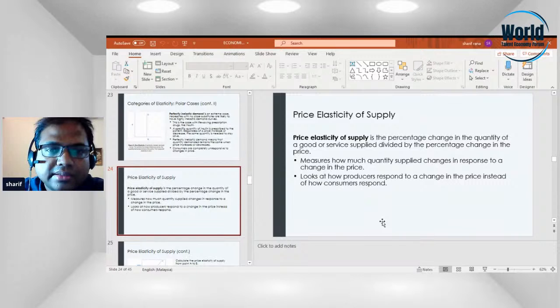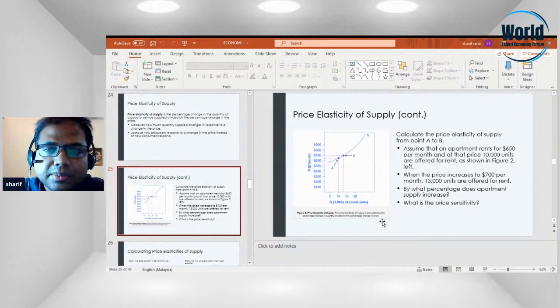Price elasticity of supply. Price elasticity of supply is the percentage change in the quantity of a good or service supplied divided by the percentage change in the price. It measures how much quantity supplied changes in response to a change in the price. We look at how producers respond to a change in the price instead of how consumers respond. Calculate the price elasticity of supply from A to B. Assume that an apartment rent is $650 per month and that 10,000 units are offered for rent. As shown in figure 2 left, when the price increases to $700 per month, 13,000 units are offered for rent. By what percentage does apartment supply increase? What is the price sensitivity?